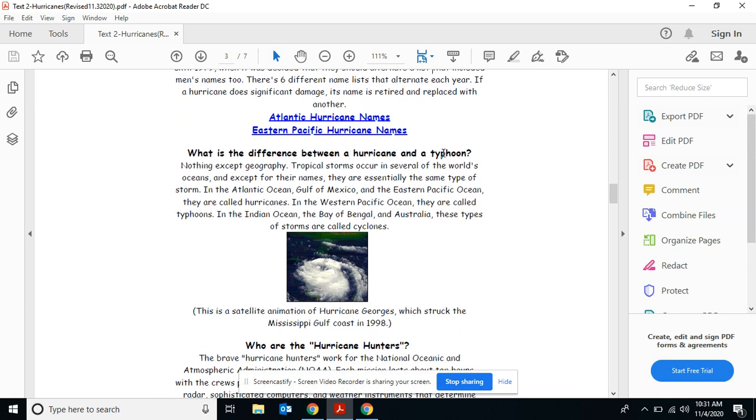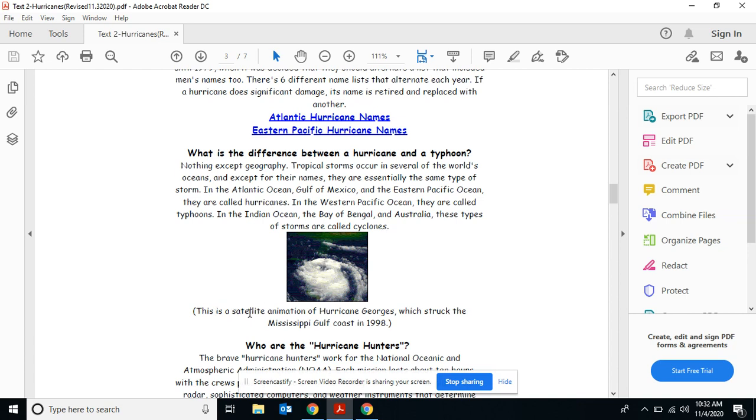What is the difference between a hurricane and a typhoon? Nothing except geography. Tropical storms occur in several of the world's oceans, and except for their names, they are essentially the same type of storm. In the Atlantic Ocean, Gulf of Mexico, and the Eastern Pacific Ocean, they are called hurricanes. In the Western Pacific Ocean, they are called typhoons. In the Indian Ocean, the Bay of Bengal, and Australia, these types of storms are called cyclones.